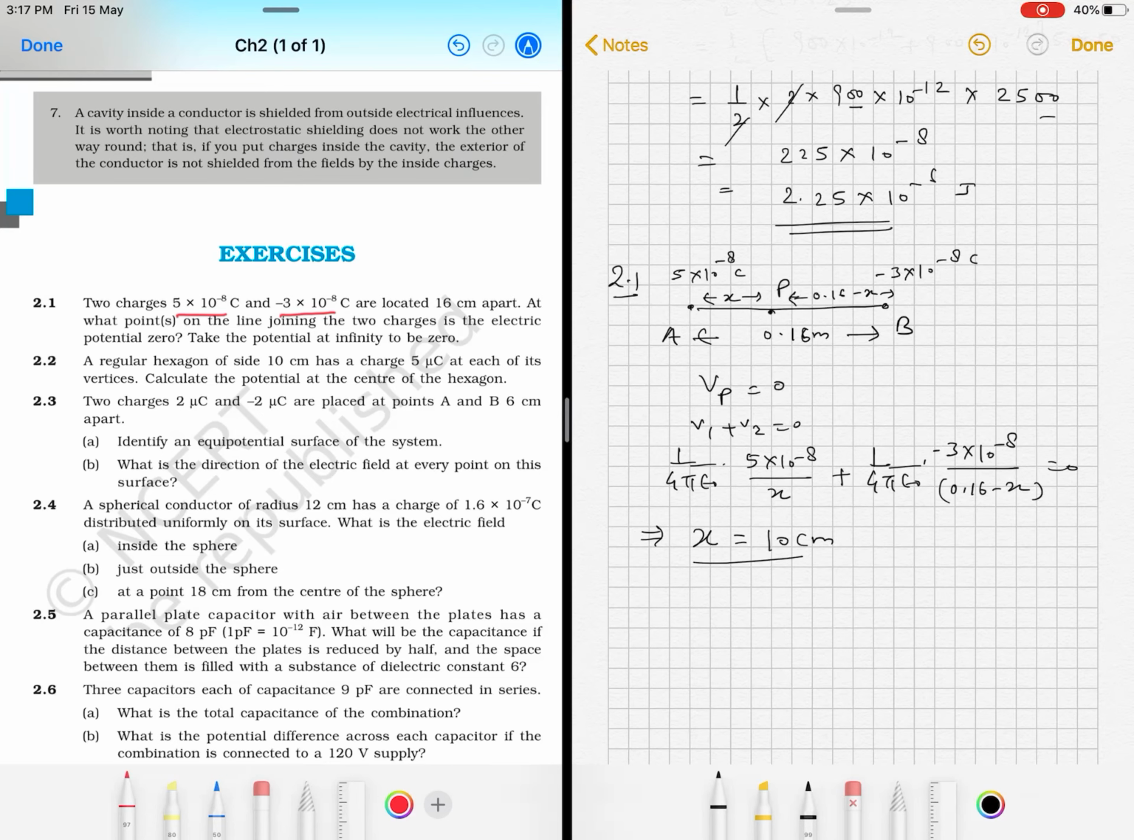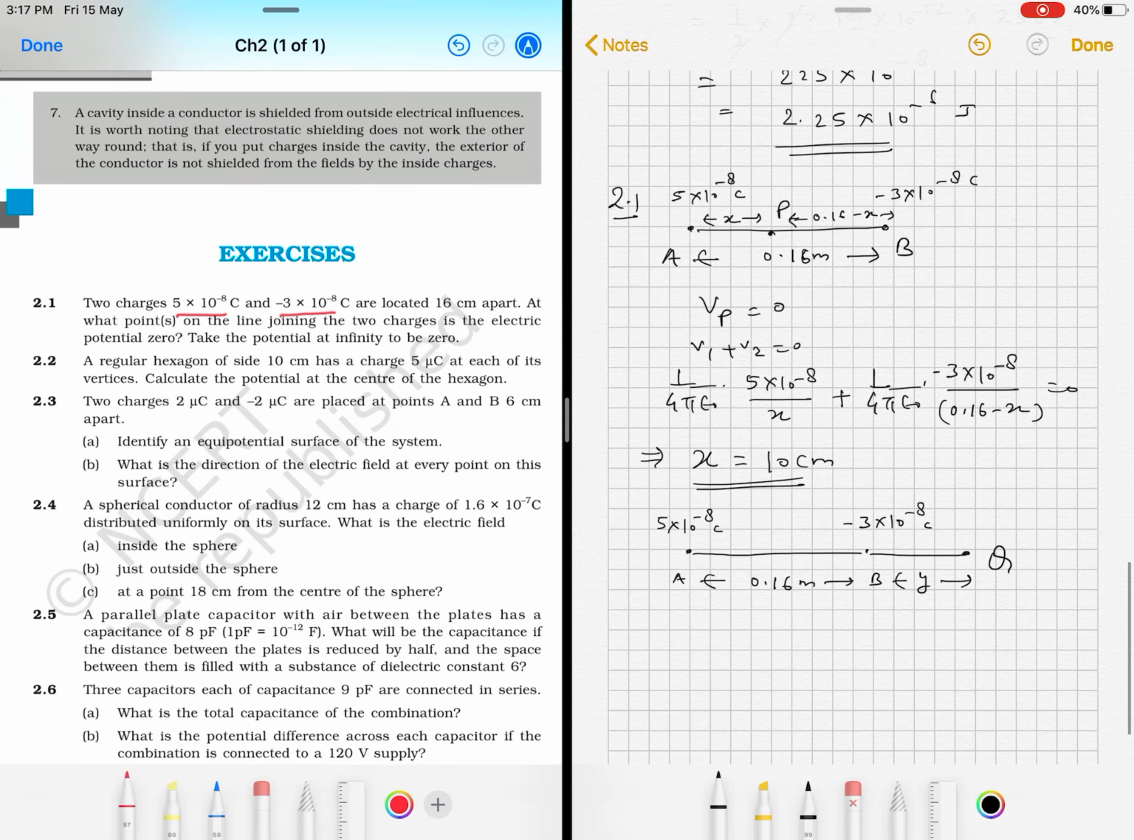Now the second situation, if the point P is taken away from B. These are the points A, B which are 0.16 meter apart, charge on A is 5 into 10 to the power minus 8 coulomb and on B minus 3 into 10 to the power minus 8 coulomb. Suppose the point is not in between A and B, it is outside AB. Suppose the point is at this location, and suppose this is y meter.